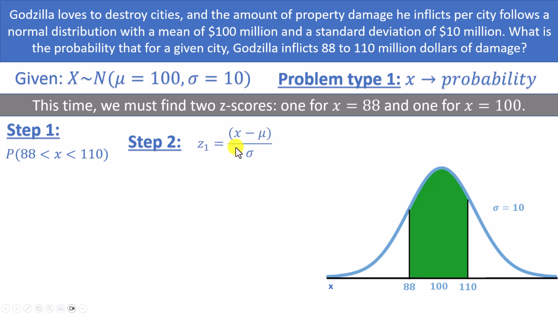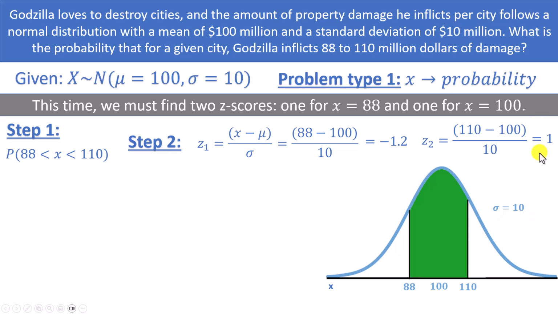So to find the first z-score, we're going to be plugging in the first x value, which is 88, into the formula. So 88 minus 100, which is the mean, divided by the standard deviation of 10. And that gives us negative 1.2. And we can do the same thing for the second z-score. We take 110, that's our second x value, subtract 100, and then divide by 10. And if we do that, we should get 1.